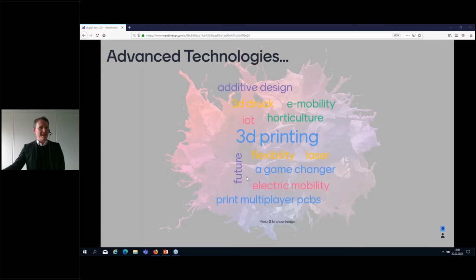print multilayer PCBs. That's a good one. Horticulture. There had been some people already interested in digital days. E-mobility. So maybe we wait a few seconds more. I give you 10 seconds that you can still type something in, and then we keep on talking about it. Okay, good. Nothing more, so I will close that one.